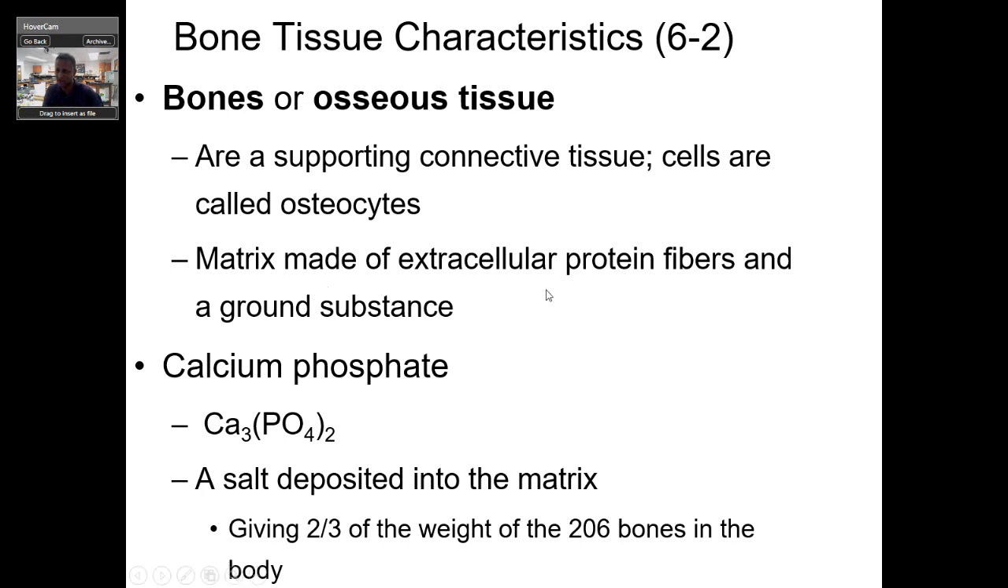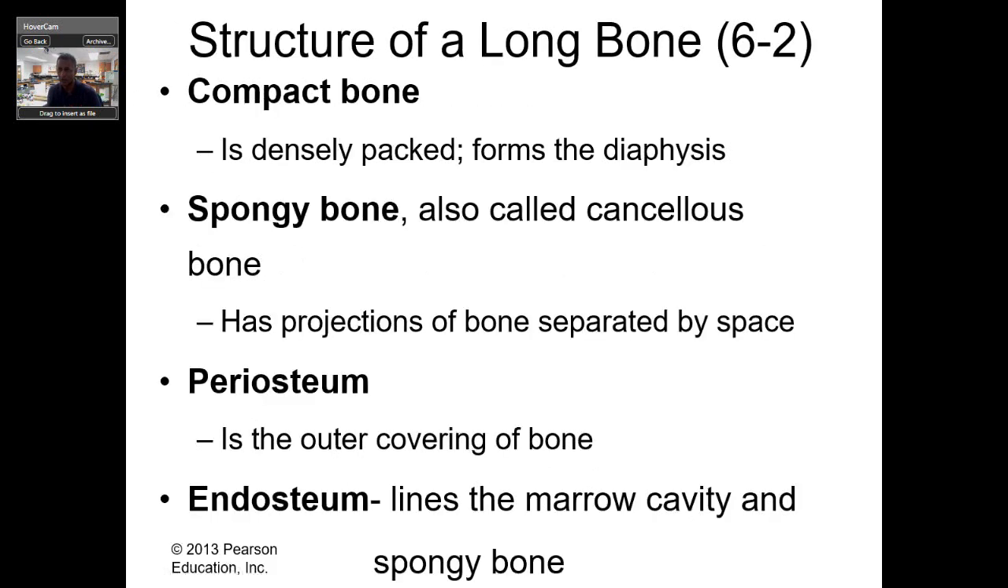The matrix, that extracellular proteins or ground substance, all right, they're supporting connective tissue. There's cells called osteocytes. That's a bone cell. And there's some variations. Then what those osteocytes do is they produce and secrete calcium phosphate. This is a mineralized matrix. That's what bone is, a mineralized matrix. So here's just some other terms: compact versus spongy, or cancellous. So I want to finish with talking about those.